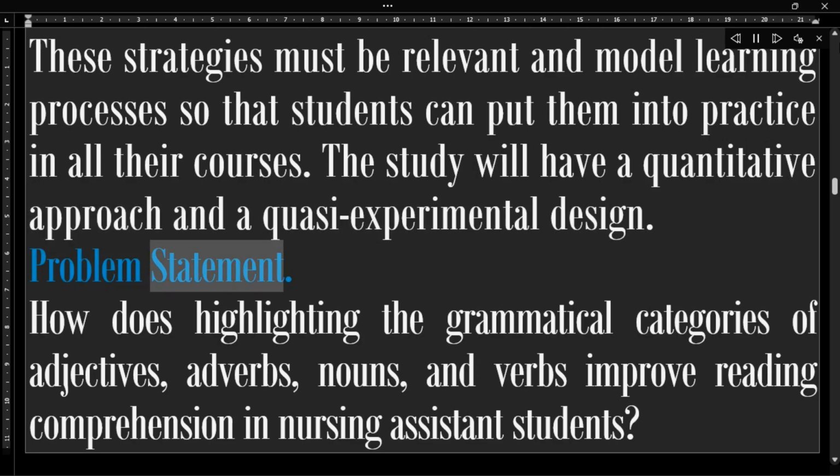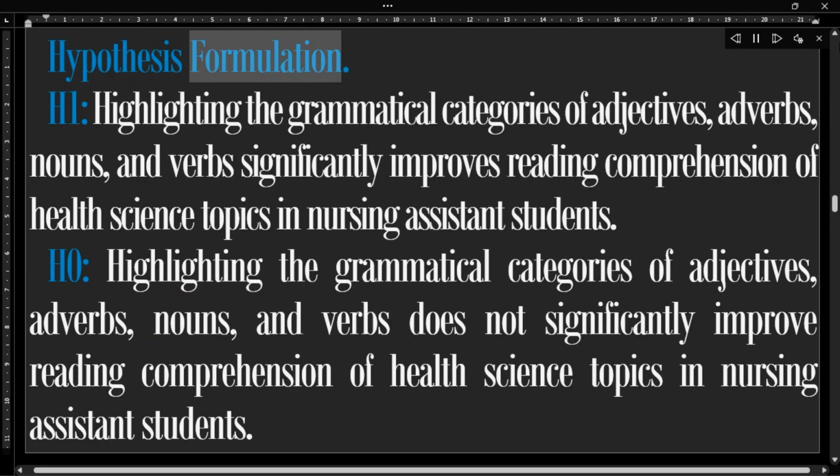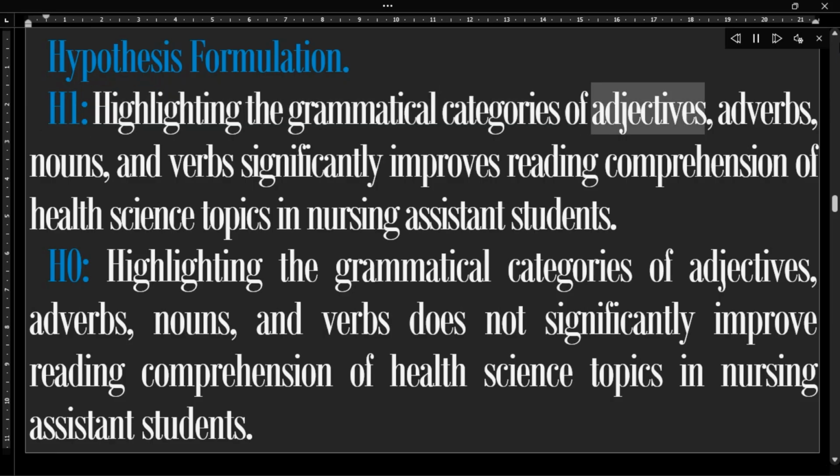Problem statement. How does highlighting the grammatical categories of adjectives, adverbs, nouns, and verbs improve reading comprehension in nursing assistant students? Hypothesis formulation. H1. Highlighting the grammatical categories of adjectives, adverbs, nouns, and verbs significantly improves reading comprehension of health science topics in nursing assistant students.